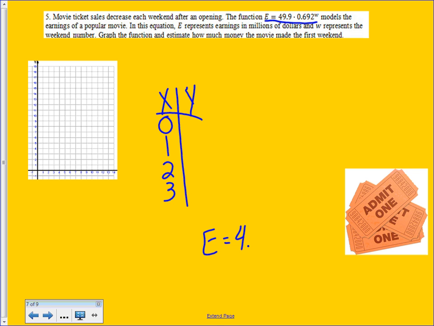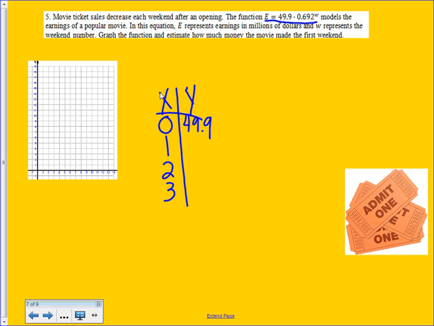Okay, so 0 is representing that first weekend that it comes out, and we have 49.9 times 0.692, and that's going to be raised to whatever power we choose. So first, let's raise it to the 0 power. This is where students get tripped up. I'm only raising this part right here to the 0 power. This 49.9 is not being raised to the 0 power. So that's like saying 49.9 times 1. So I'm going to write it as 49.9 for the first weekend.